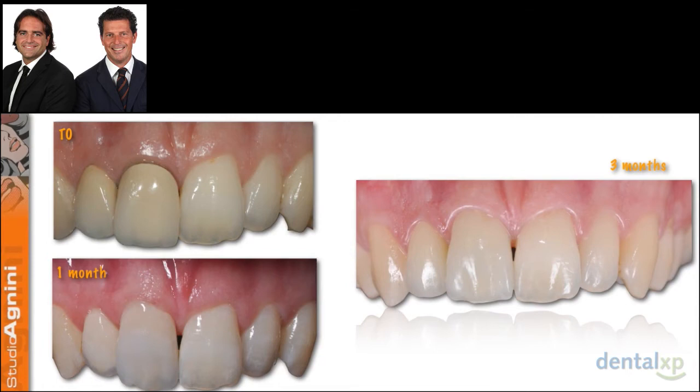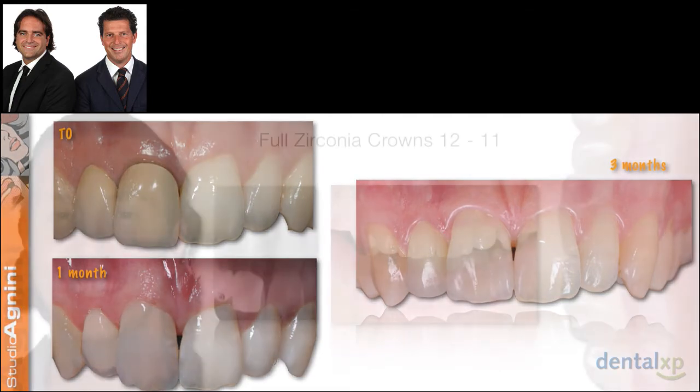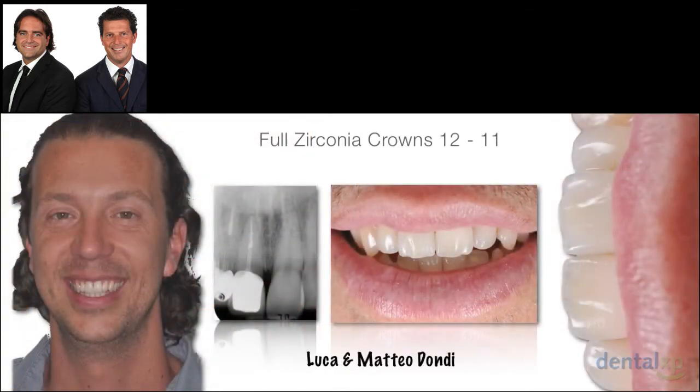And here is the final restoration in place after 3 months. You can see, starting from time 0, after 1 month when we deliver the provisional, and then from the provisional we went to the final restoration, and we managed to also solve the problem of the canting midline just by doing a small osteotomy on tooth number 9. Osteoplasty, sorry.